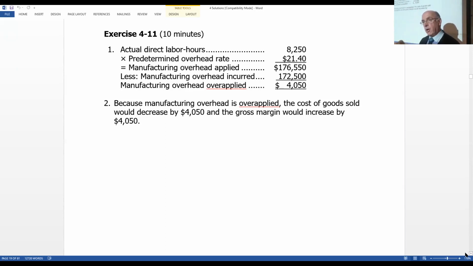If you reduce the cost, there's more left, right? Sales minus cost of goods sold equals gross profit. If cost of goods sold shrinks, the next line down, gross profit, is going to expand, and so will net operating income. That will also expand by the same amount, 4,050 in this case. Are you starting to see a pattern?